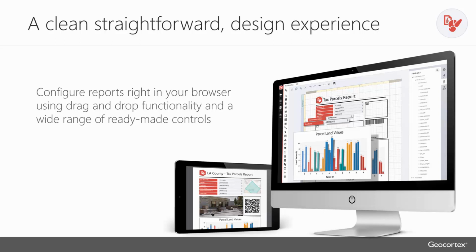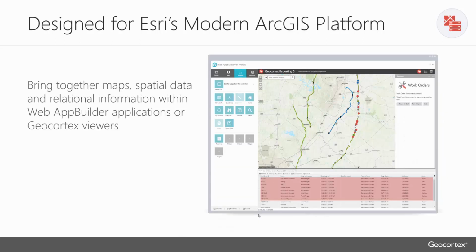So in summary, Geocortex Reporting provides you with a clean, straightforward design experience that allows you as a GIS administrator to really configure reports that satisfy your customers' business requirements. You can create charts in these reports, you can connect to spatial data, non-spatial data, add QR codes as you can see here, and over the course of the webinar, I'll be showing you some additional report templates that really highlight the flexibility of the designer. Additionally, it's a report designer that's completely designed for the modern ArcGIS platform. So it works in Web App Builder for ArcGIS applications. So if you have reporting requirements, then it's a solution that can allow you to generate reports on your spatial data.